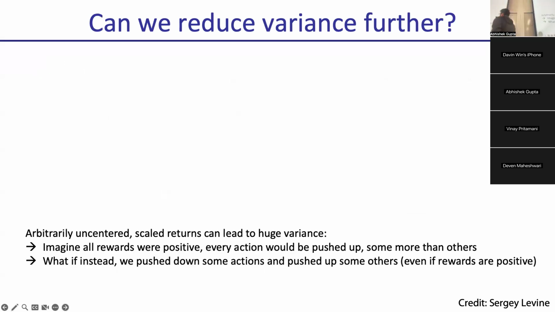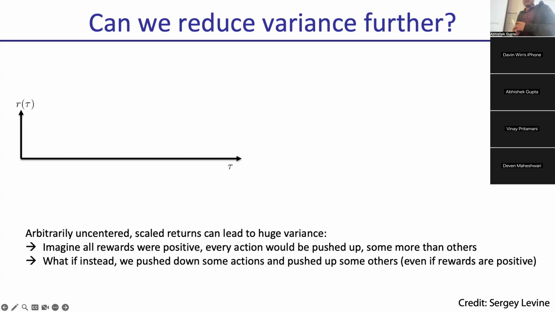So the second question we ask is, can we reduce variance even further? And this is an idea called a baseline. To illustrate this idea, let's look at a simple example, right? We'll have trajectory likelihoods on the x-axis, and rewards on the y-axis. Let's say we have our trajectory distribution that looks something like this. It's a Gaussian with this mean and some variance, and you drew 3 samples.